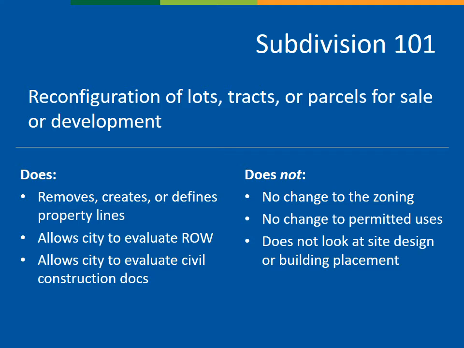A subdivision can remove, create, or define property lines. It allows the city to evaluate right-of-way, and it allows the city to evaluate civil construction documents. It does not change the zoning, change the permitted uses allowed on the property, and it does not look at site design or building placement.